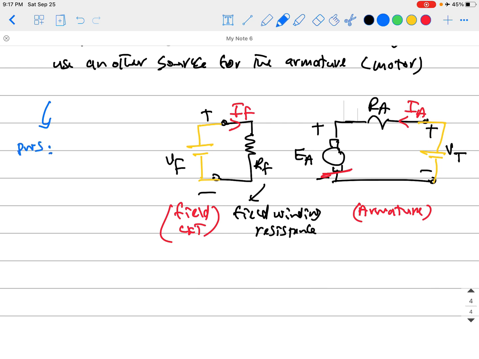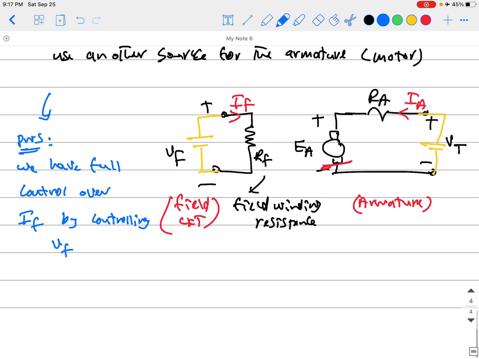The pro of this is that we have full control over the field current IF by controlling VF. If you want to control the amount of magnetic field you have inside the machine, it's easy. Just control the VF, the voltage applied externally, because it's a separate source for it. And by controlling this, you are basically controlling the phi, the magnetic field in the machine. Yes, that is the pro here.